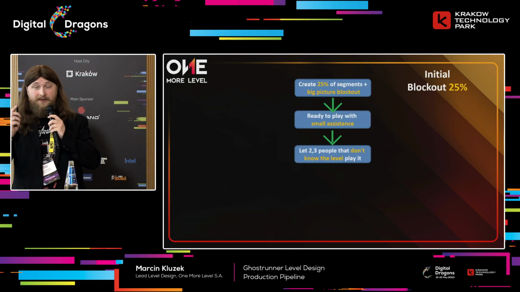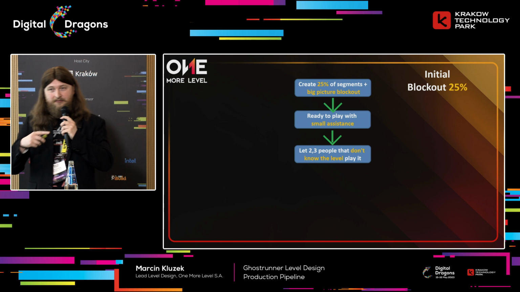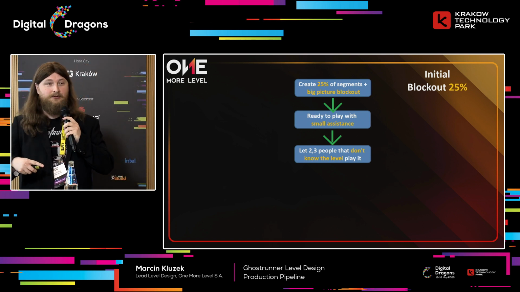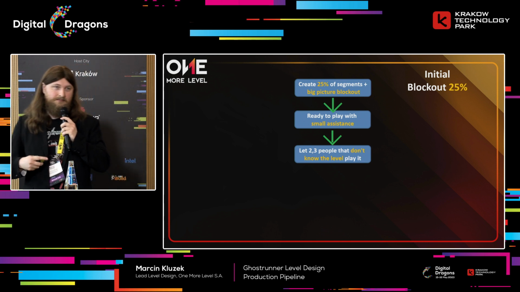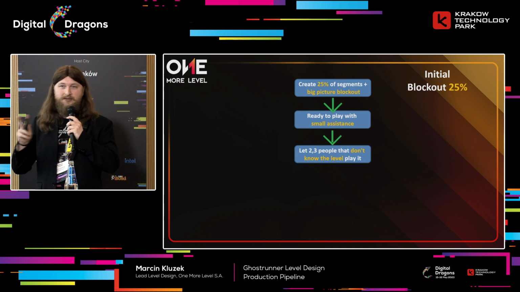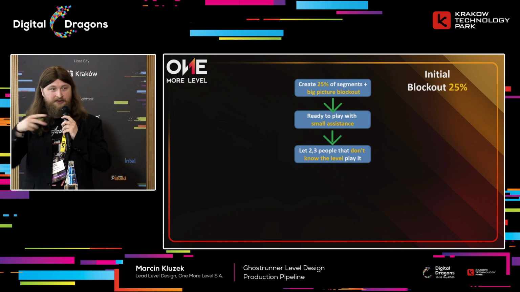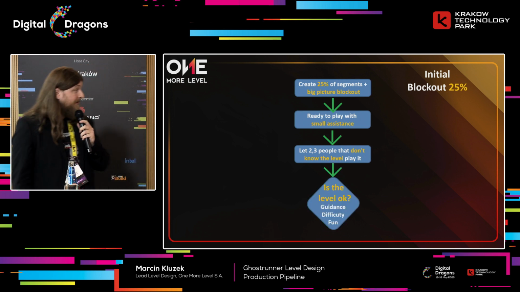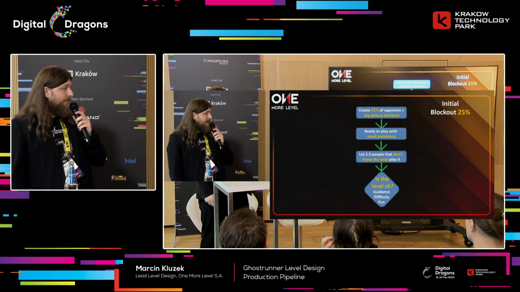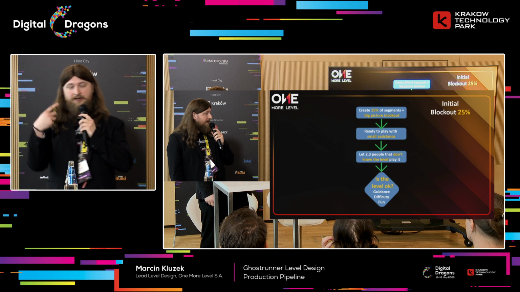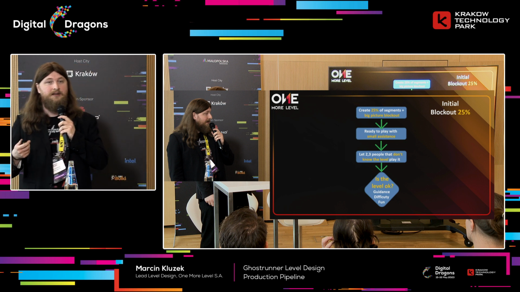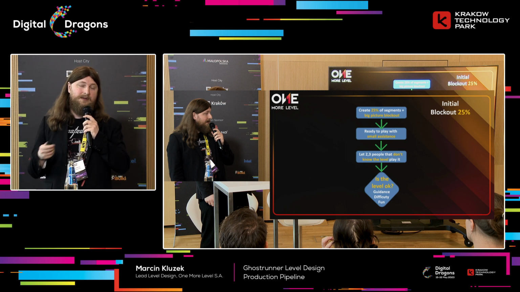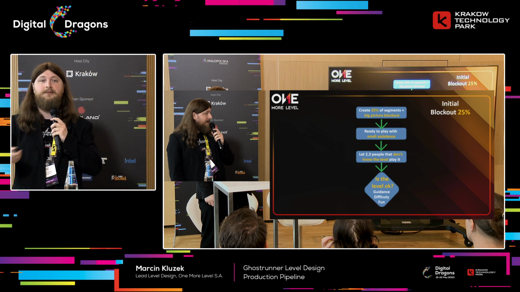So you invite two or three people at this stage, right? The 25% initial blockout, we are back here. And at this stage, we invite designers. Maybe they play once or twice your level, then you invite another, maybe a couple of times repeat it. Then you check the guidance, I mean, not just where to go, what to do. That means how to defeat the enemies, how to use the skills.